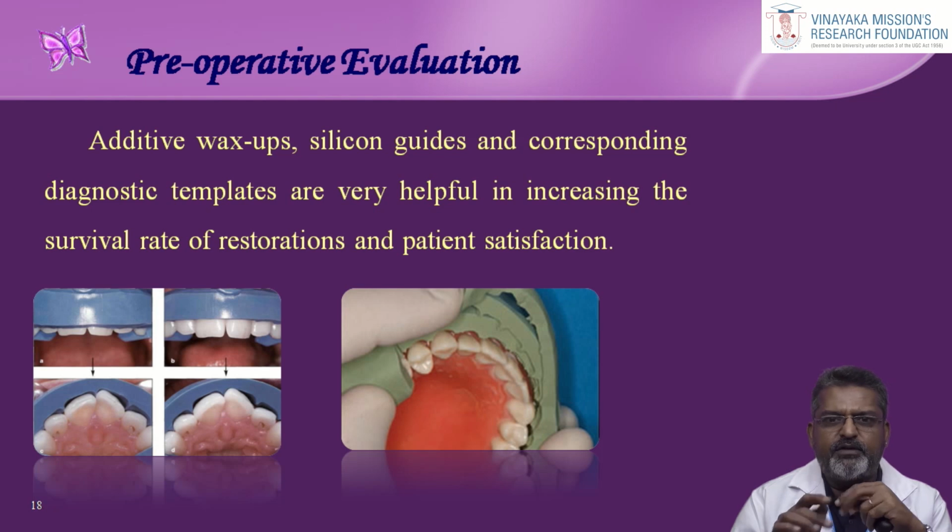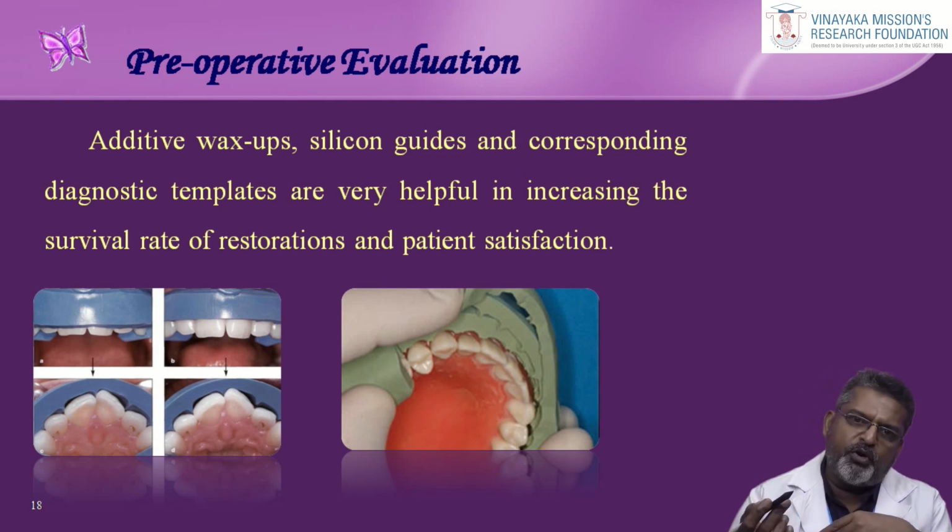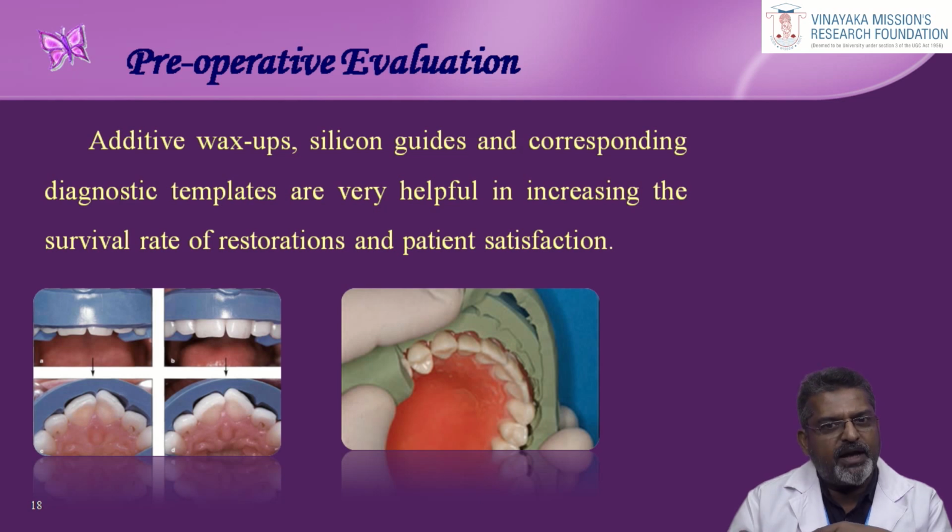We ask our students to do a silicone putty indexing, and then with that you do the preparation, or much more if you need to have a better result. I will be talking about what can be done in the next slide, that is called temporaries. Okay, pre-evaluative temporaries. So additive wax up.